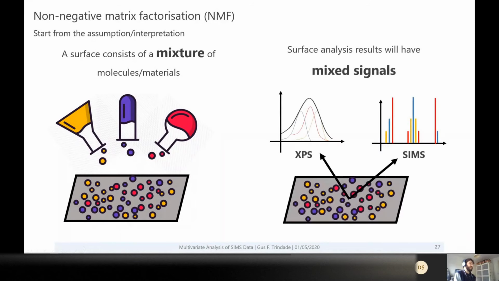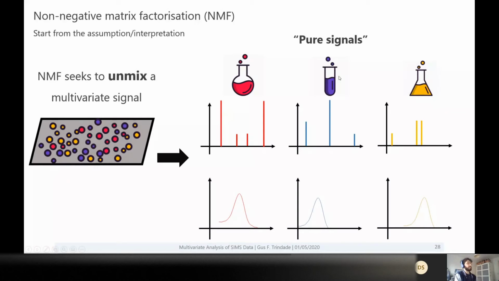And then when you do surface analysis on this sample, you get mixed signals, like XPS, SIMS, or any other technique. So you're going to get a spectrum that's a mixture of all the molecules, yielding peaks from all the molecules on your surface. So what we do with NMF is we try, based on the statistics, to unmix this signal into pure signals of these components.